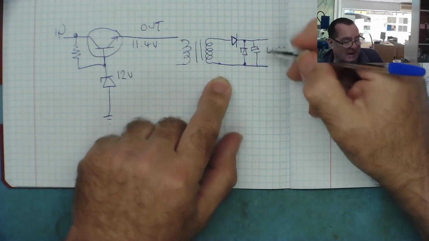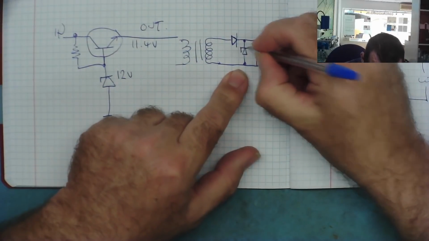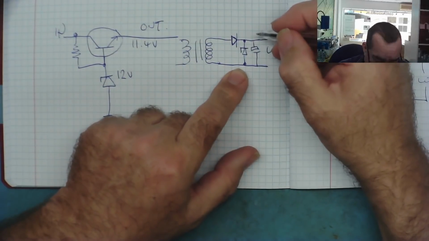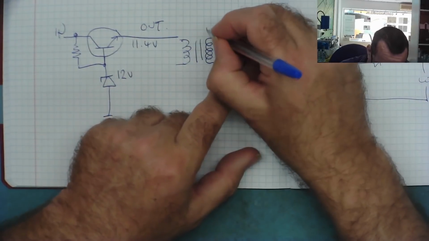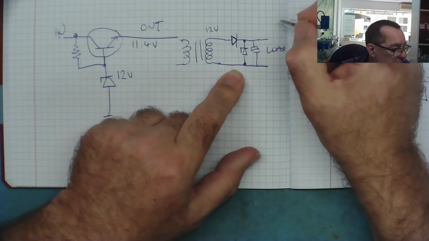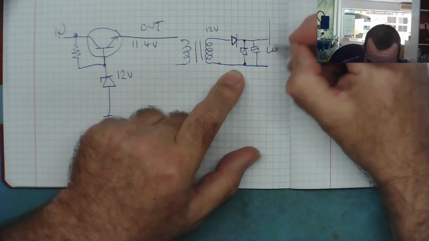And this Zener diode isn't meant to conduct, it's meant as a protection device. So say this is a 12 volt supply and the chip requires 12 volts, the chip connected to here.